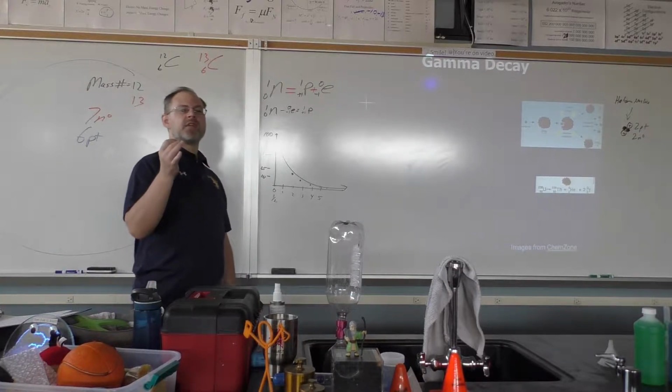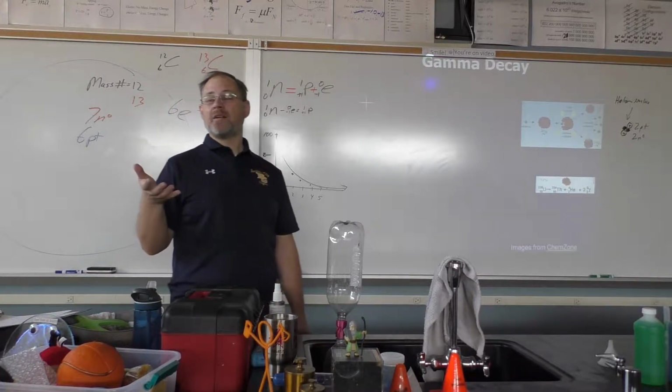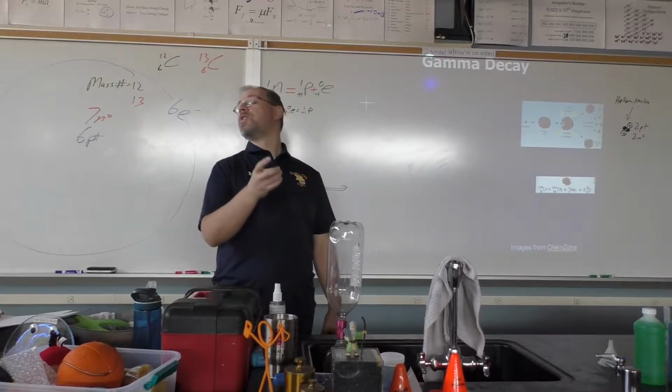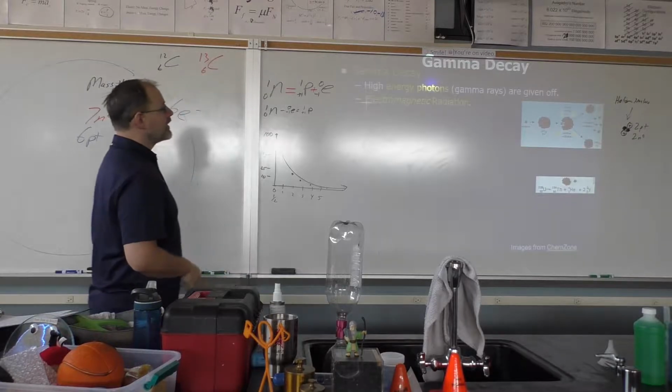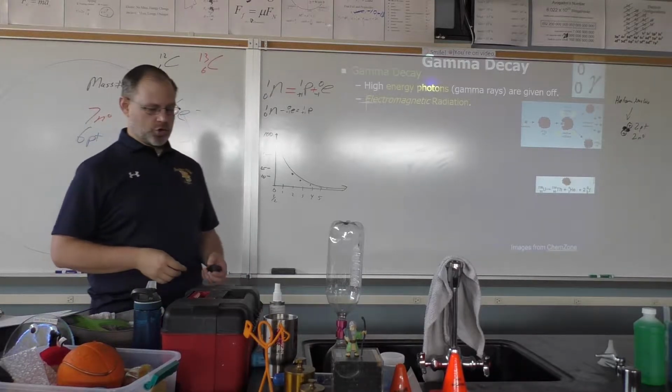Now, alpha is the Greek letter A. Beta is the Greek letter B. The Greek letter C is not kappa. The Greek letter C is gamma. Gamma decay is spare change.